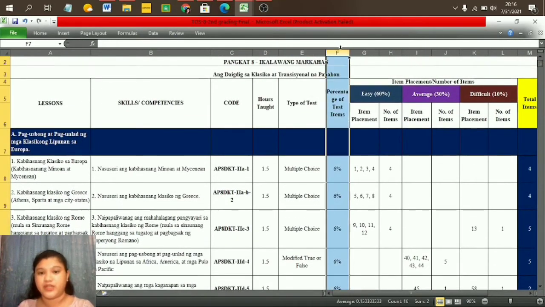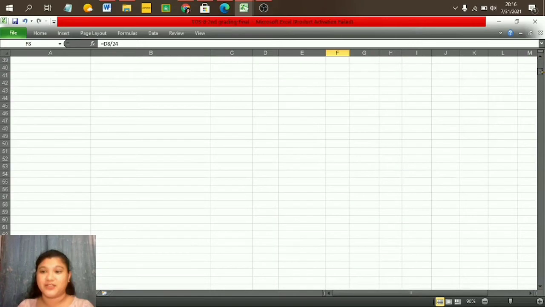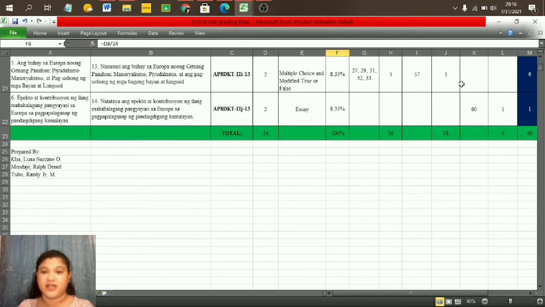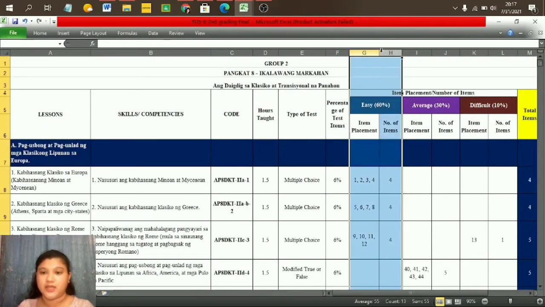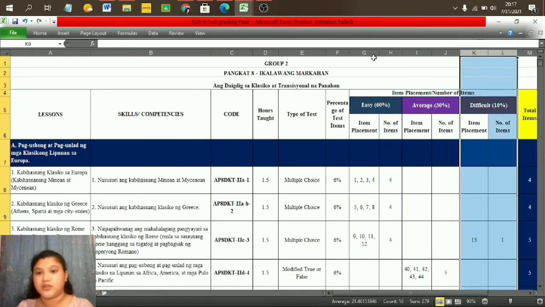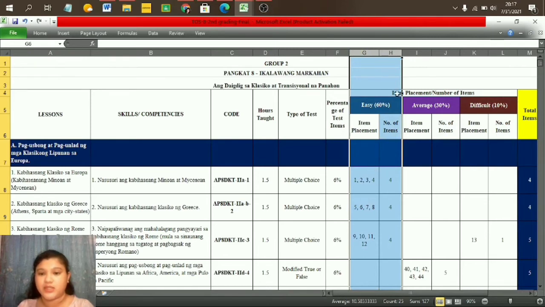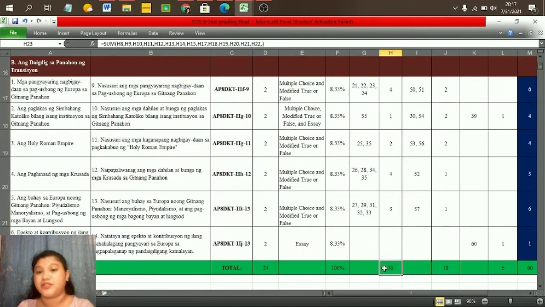So we could observe here the percentage of test items too. I'm not sure about the formula of this, but it totaled to 100, so I think that's valid. And then the next one now is the item placements for easy, average, and difficult. In easy we could see 60%, and 60% of it is 36. There are 36 items in the exam that are easy.